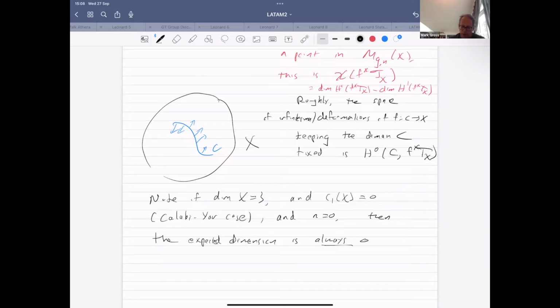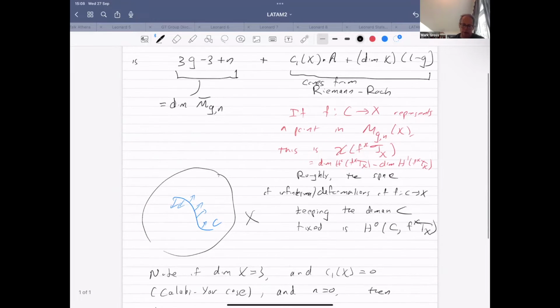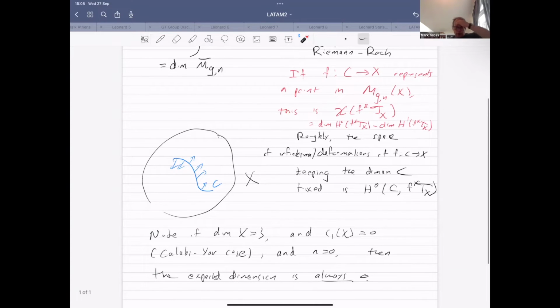So that's independent of the curve class, because curve class only comes in with its product intersection with the first Chern class of X, which is 0, and is independent of the genus because the genus terms cancel. Okay, so that's actually what makes the Calabi-Yau threefold case particularly special. You expect that you always have a finite number of such maps.